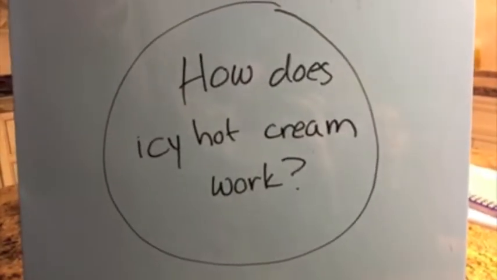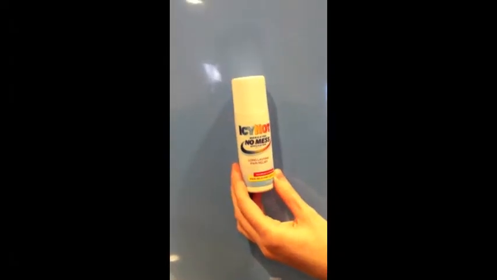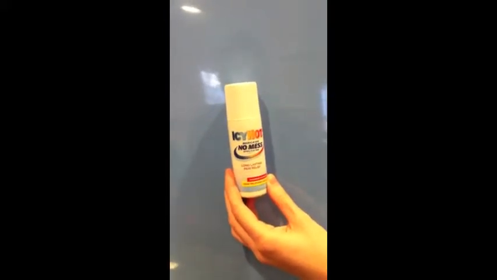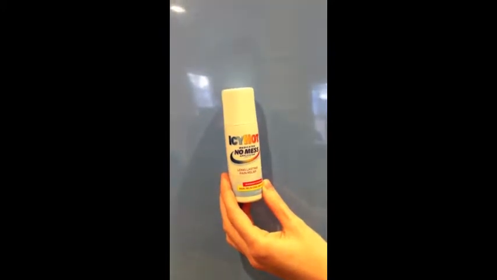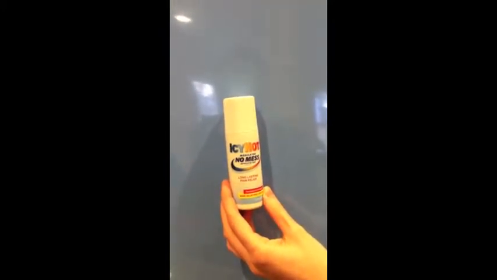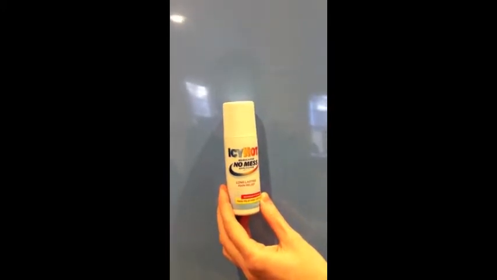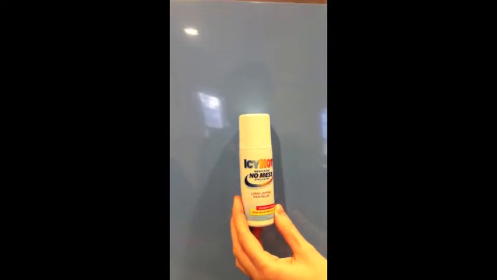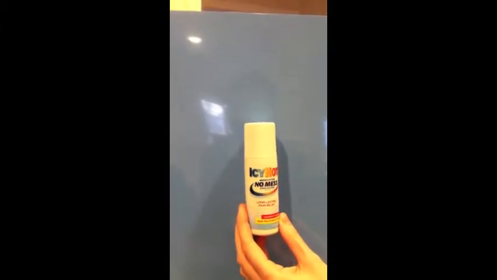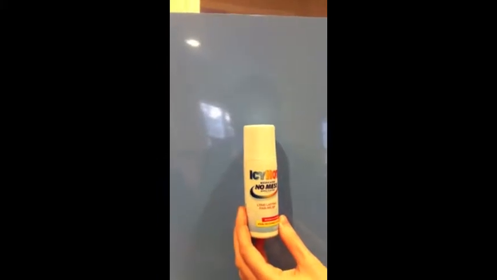How does Icy Hot cream work? Icy Hot is a topical analgesic. This means that it provides relief from pain and is applied on the skin. It is applied on the skin over painful muscles or joints. The ingredients in Icy Hot create cooling and warming sensations that divert attention from the actual pain and help block the pain signals being sent to the brain.